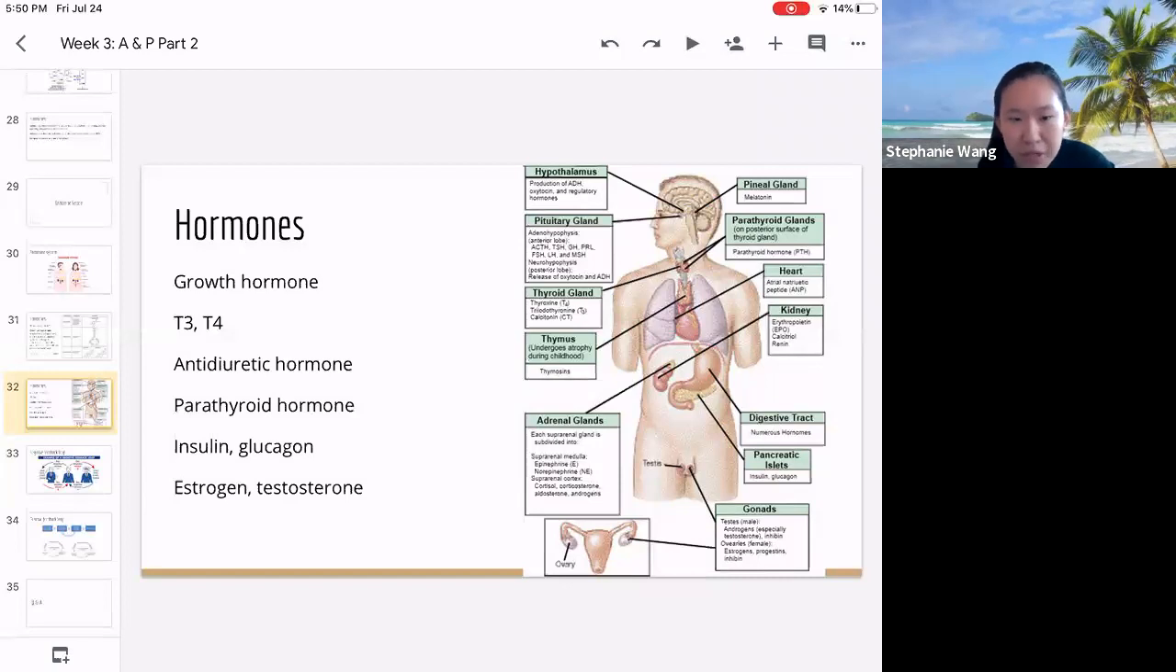Anonymous asked, how many hormones do we have? If you're talking about how many types of hormones, a lot, like a lot of hormones. And it's not just these in the endocrine system. There are also a lot of hormones in the digestive system, respiratory system, circulatory system. So there's actually way more than what's just listed on here. I would encourage you to look at that later if you have time or if you're interested.